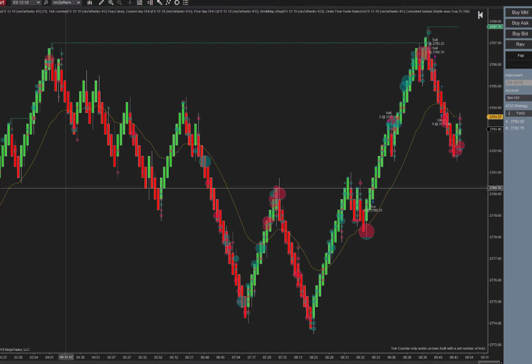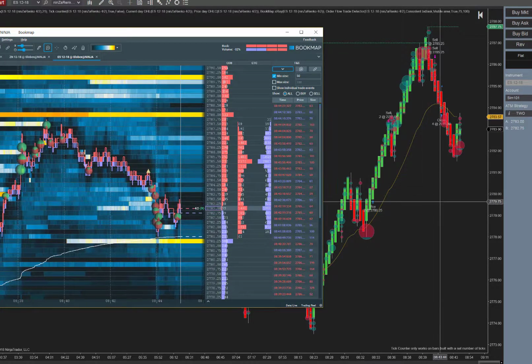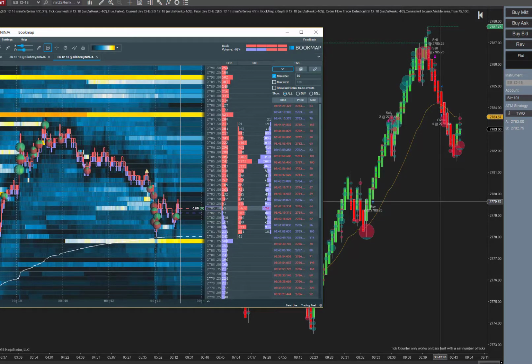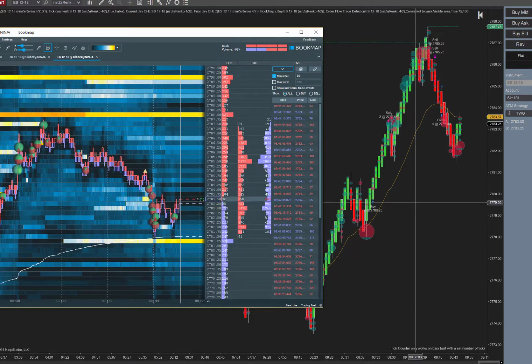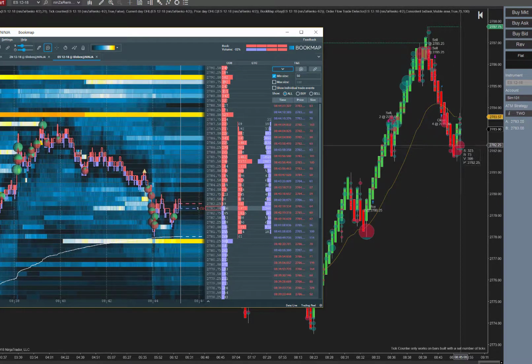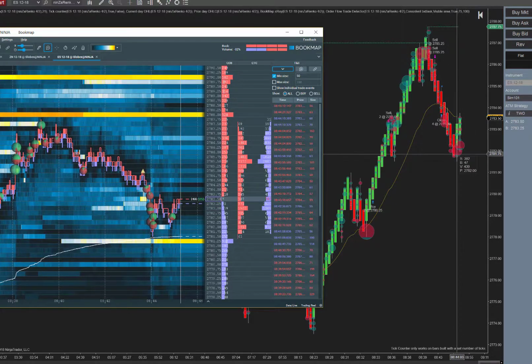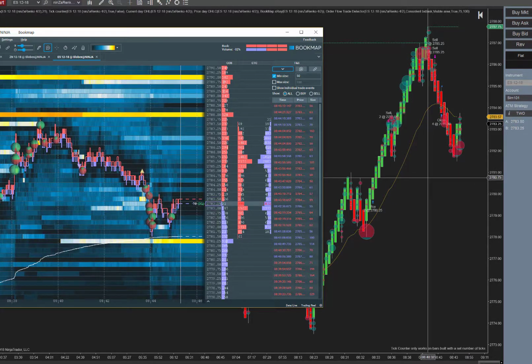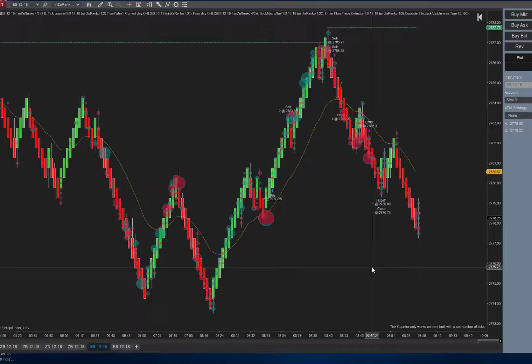So today I'm liking the Renko. This is interesting here. So you have a big cluster of sellers down here. I don't know if the sellers have exhausted themselves out and now it's time to buy.